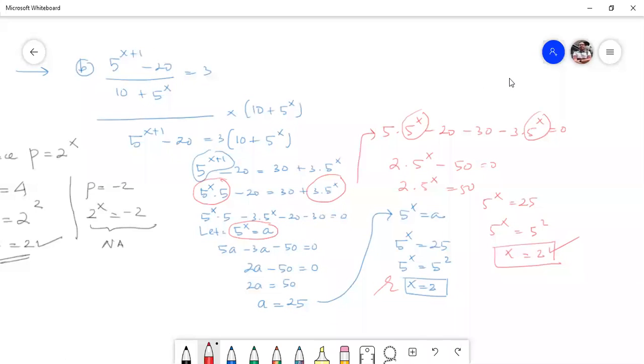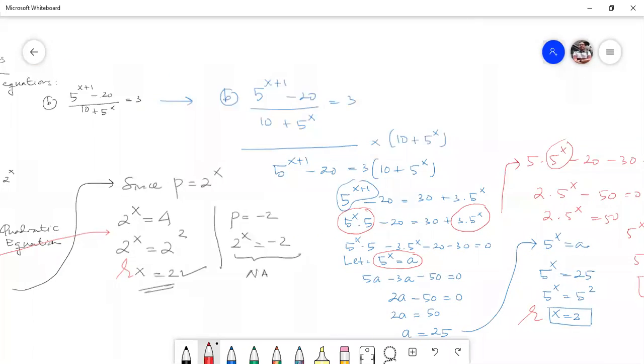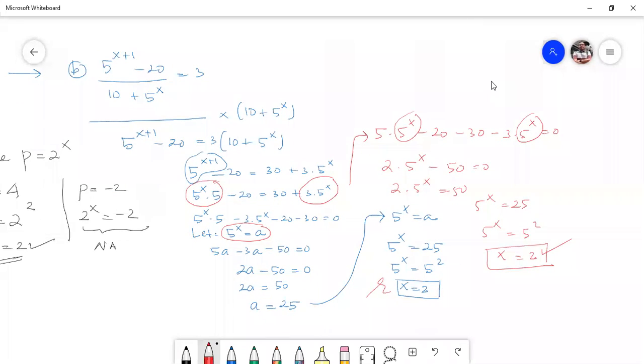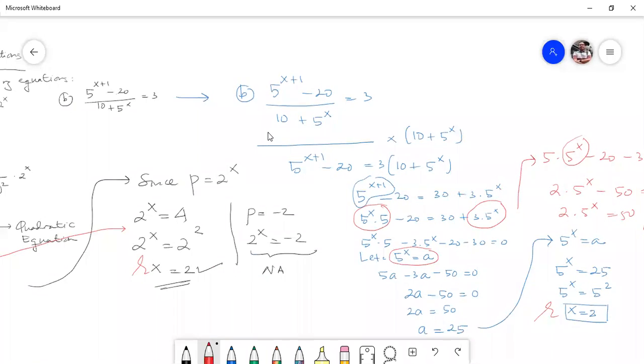We will continue next time in the next video, exponential equation part 2, where we are trying to solve intermediate level questions.